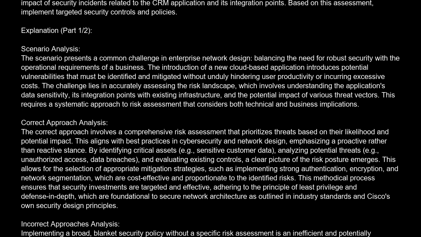This allows for the selection of appropriate mitigation strategies, such as implementing strong authentication, encryption, and network segmentation, which are cost-effective and proportionate to the identified risks. This methodical process ensures that security investments are targeted and effective, adhering to the principle of least privilege and defense in depth, which are foundational to secure network architecture, as outlined in industry standards and Cisco's own security design principles.